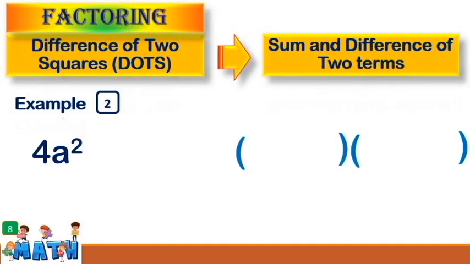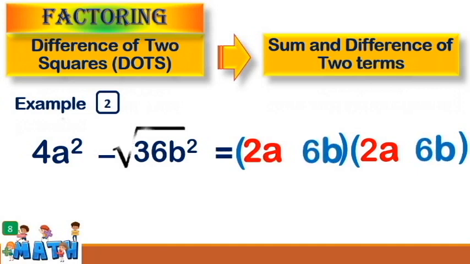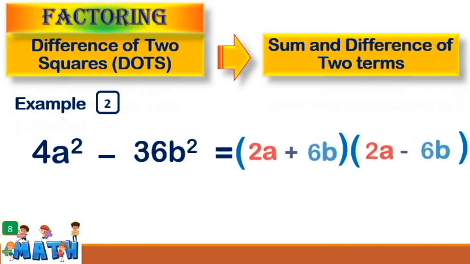Example number 2. We're going to get the factors of 4a squared minus 36b squared. So what are we going to do? First, we're going to get the square root of 4a squared and 36b squared. The square root of 4a squared is 2a, since 2a times 2a is 4a squared, and the square root of 36b squared is 6b, since 6b times 6b is 36b squared. So writing the answer as a sum and difference of two terms, we have the quantity 2a plus 6b times the quantity 2a minus 6b, which is the final answer.